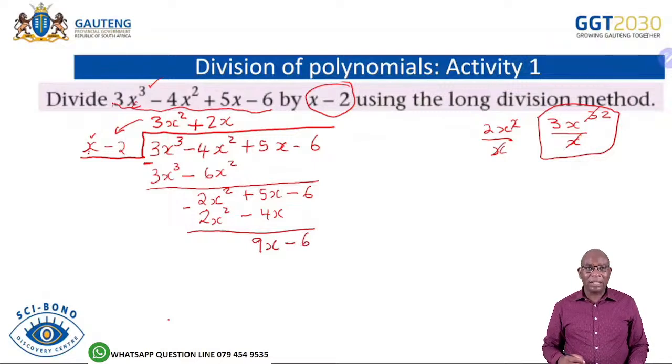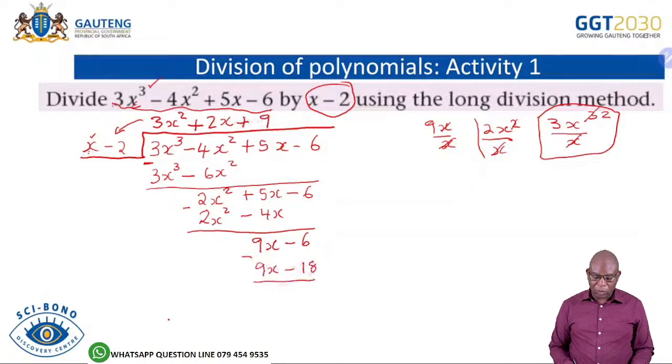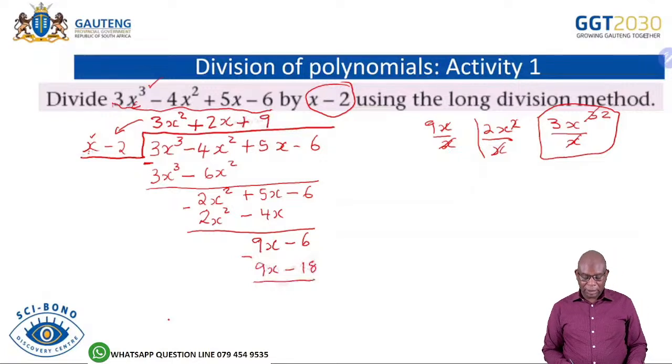I'm going to divide until I don't have an x. So what is the next one? I'm having a 9x. I'm dividing it by x. So I'm going to have a 9 there. So the plus 9, I'm going to put it there. Then I'm going to say 9 times x is 9x. Then from there I'm going to have negative 18. Then I subtract, and 18 minus 6 will give us 12. And because x cannot go into 12, we call that 12 the remainder.